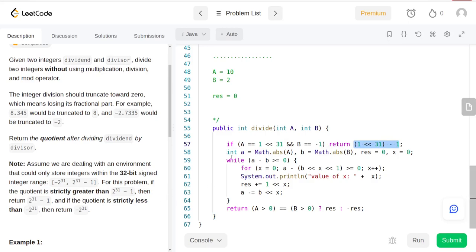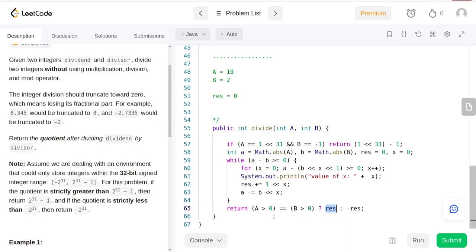So basically the algorithm starts from here, right? So we are gonna remove any negatives, and at the end, depending on which value is negative, if both of them are negative, we're gonna return a positive result.